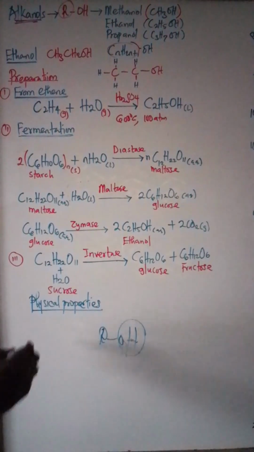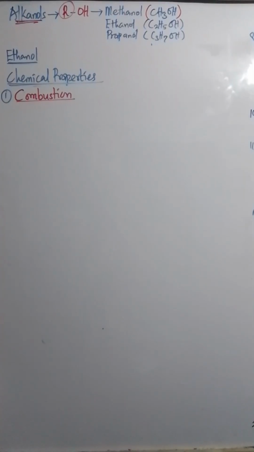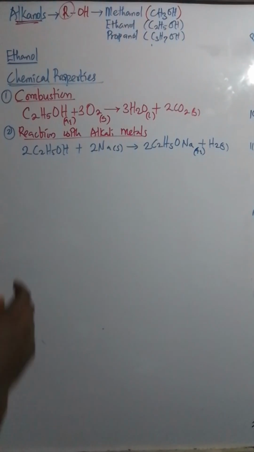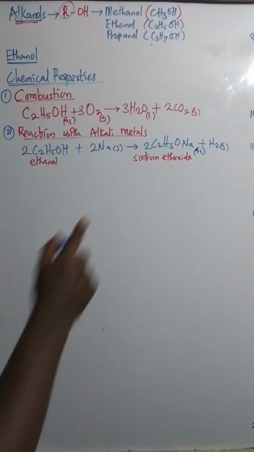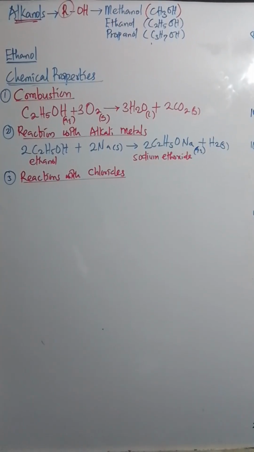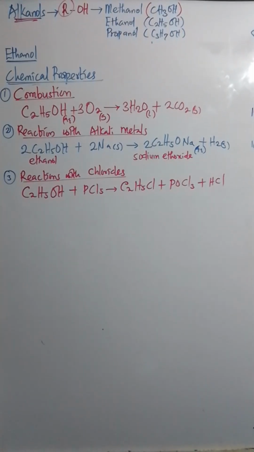Now let's talk about its chemical properties. Chemical properties of alkanols, ethanol to be precise. First, let's talk about combustion. Similar to hydrocarbons, we get water and CO2. Reaction with alkali metals such as sodium and potassium. Reaction with sodium will give us what? Sodium ethanoate, and hydrogen gas is given out. Sorry, not sodium ethanoate, sodium ethoxide. Next, reaction with chlorides such as phosphorus chloride. Ethanol reacts vigorously with phosphorus chloride, liberating steamy fumes of hydrogen chloride and also chloroethane. Now let's talk about oxidation.